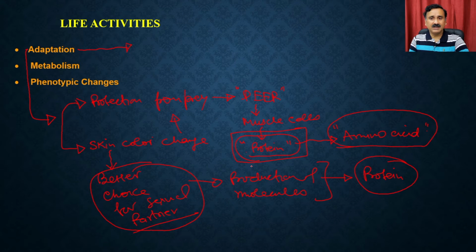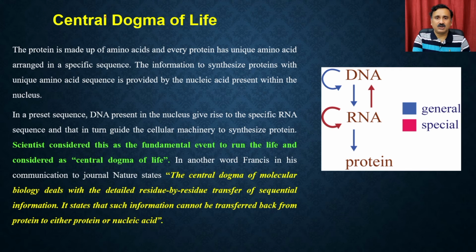So what you see here is that if protein production is essential, then the protein is going to be synthesized by synthesizing the different types of amino acids and then combining them in a particular sequence, and that is done by a systematic series of reactions, okay? And all these reactions come under the big umbrella of the central dogma of life. So what is the central dogma of life?